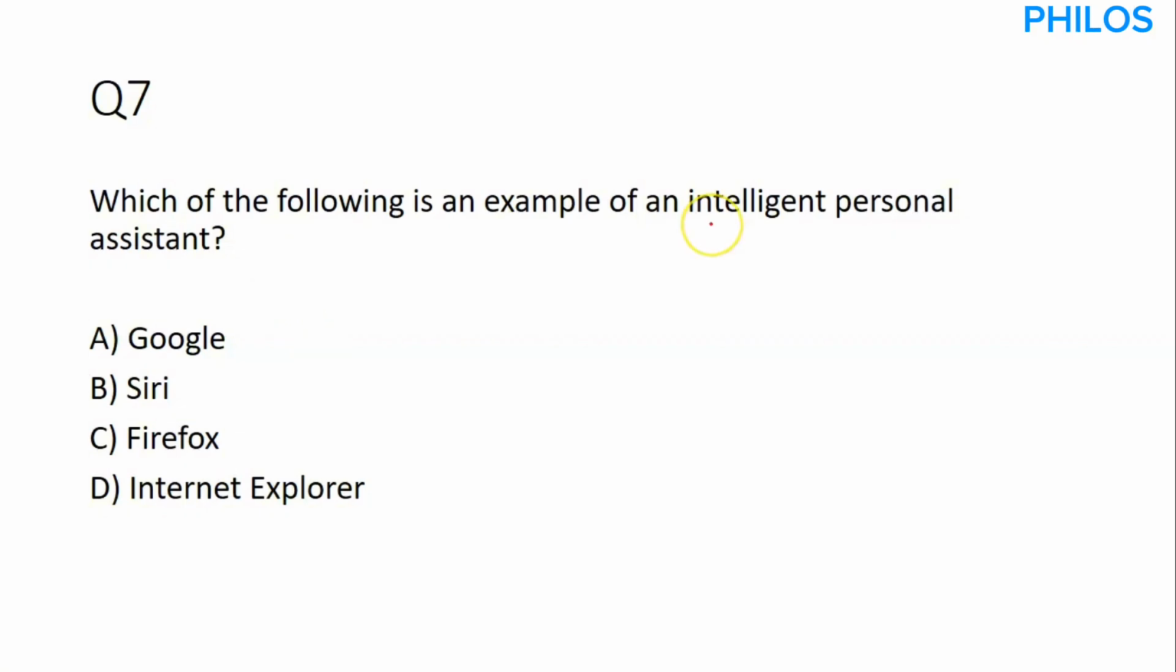Question 7. Which of the following is an example of an intelligent personal assistant? So the correct answer to this is Siri. It helps you to interact with various apps using voice commands. Okay, so let's proceed to the next one.